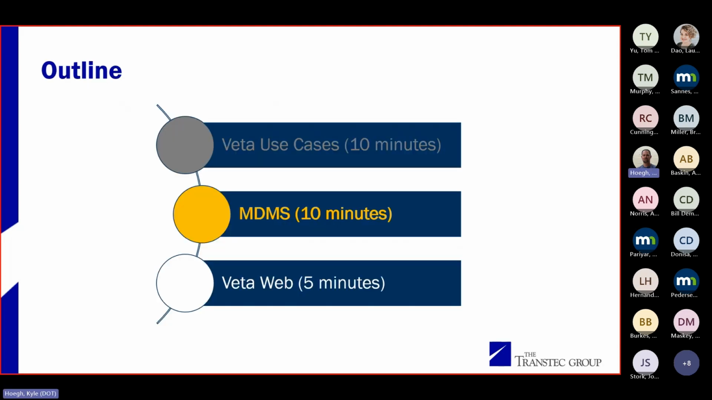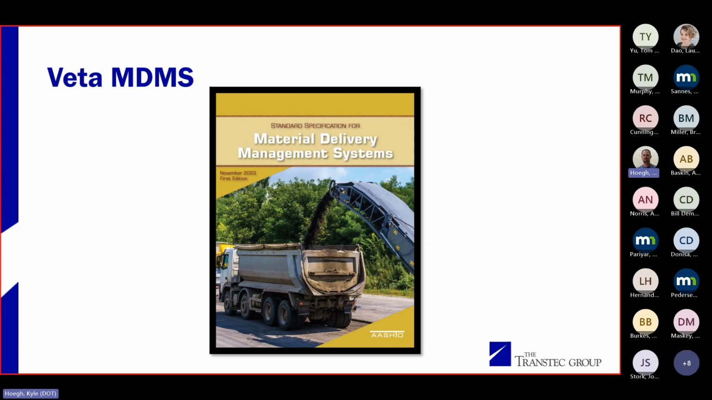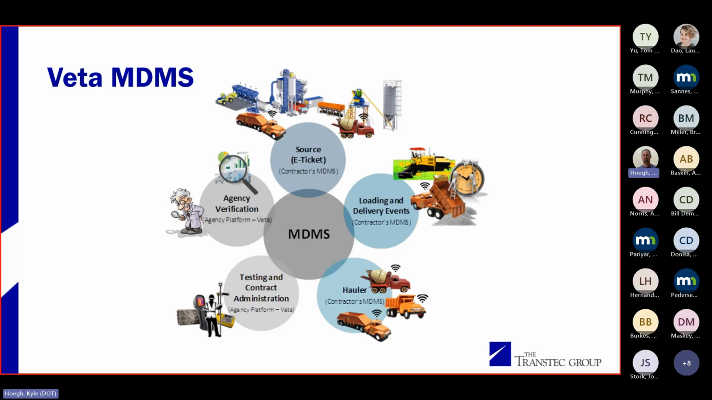Okay, so now let's get into the next best thing, going into Veta MDMS, Material Delivery Management System. There is an AASHTO specification out there for it. And what is MDMS? This is e-ticketing, but it's more than e-ticketing. E-ticketing came out and got real big real fast. It was great through COVID. It blew up because it was such a great tool that everybody was really excited about. There are a lot of vendors out there now that do e-ticketing.